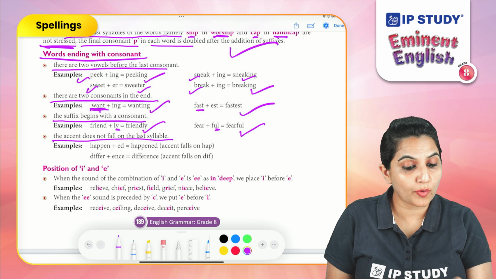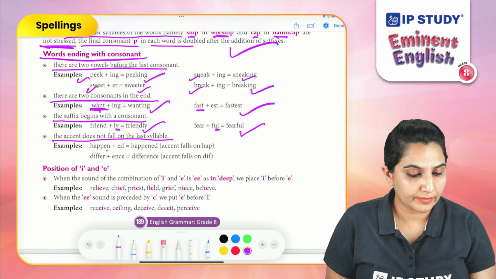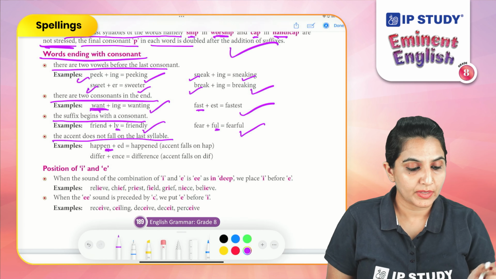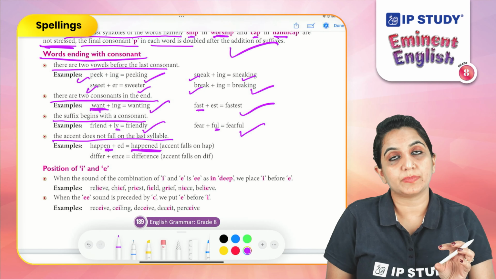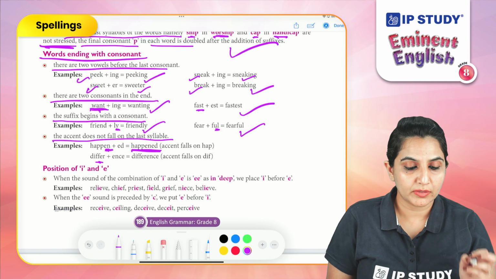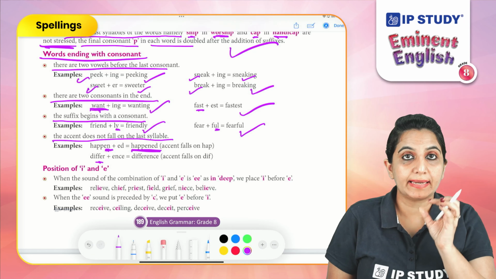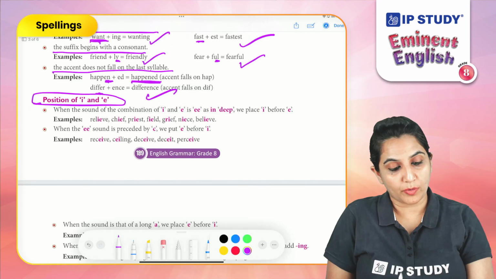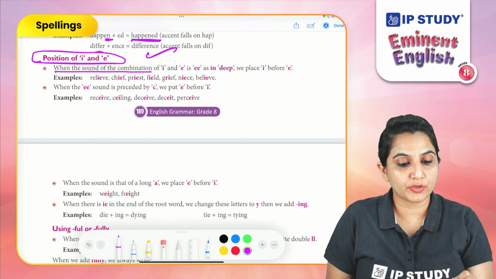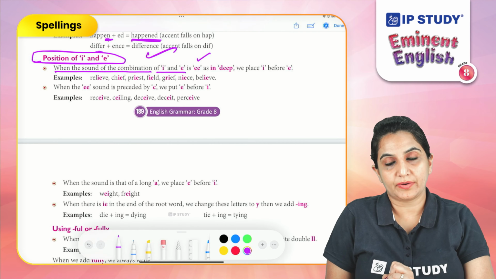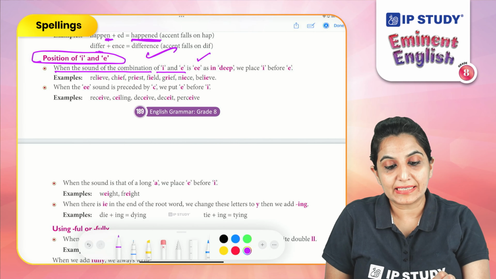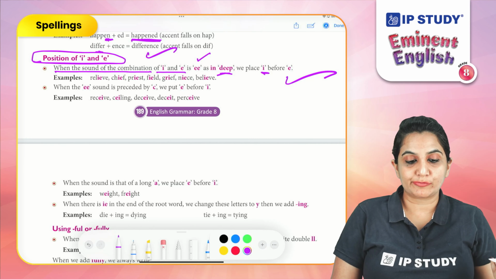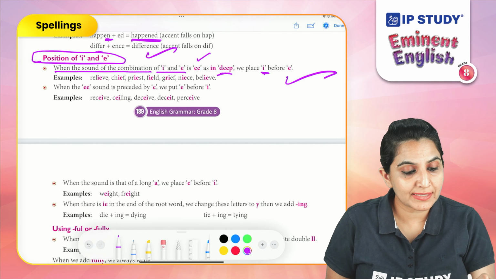When the accent does not fall on the last syllable, like happen, the stress is more on P. So we simply add the suffix and it becomes happened. Differ: the stress is more on F than ER. So, difference. It also matters, the position of I and E to form correct spellings. When the sound of the combination of I and E is E, such as deep, we place I before E, like relieve, chief, priest, grief. The sound is like E.